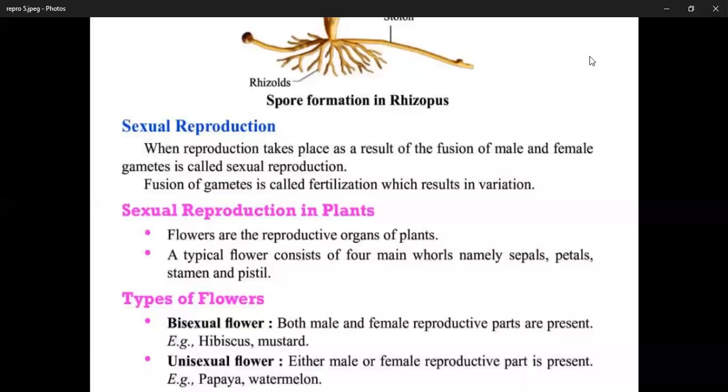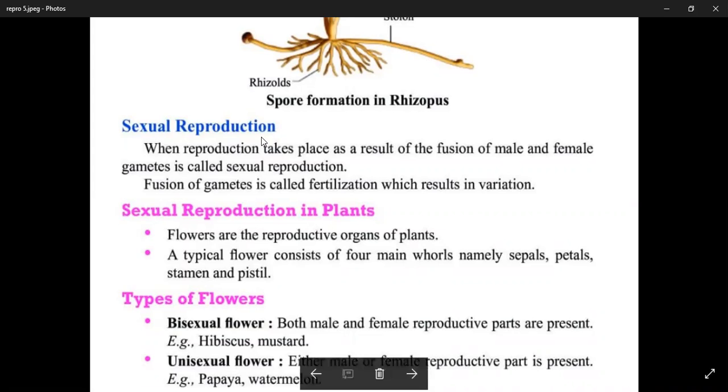Hello students, let's start the chapter sexual reproduction, how do organisms reproduce. In the earlier video, in part one, we discussed asexual reproduction, and from now we will discuss sexual reproduction. So what is sexual reproduction?